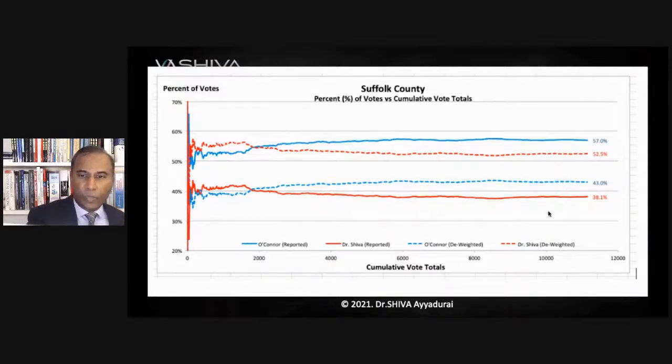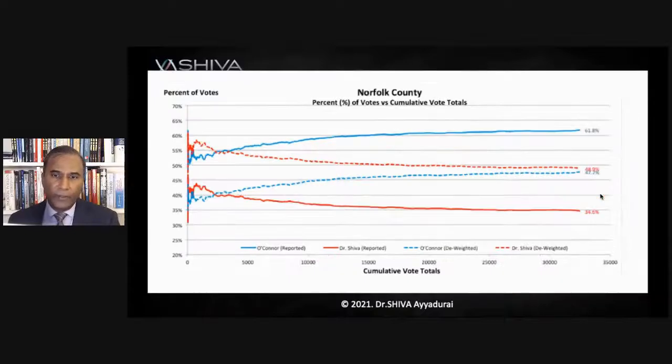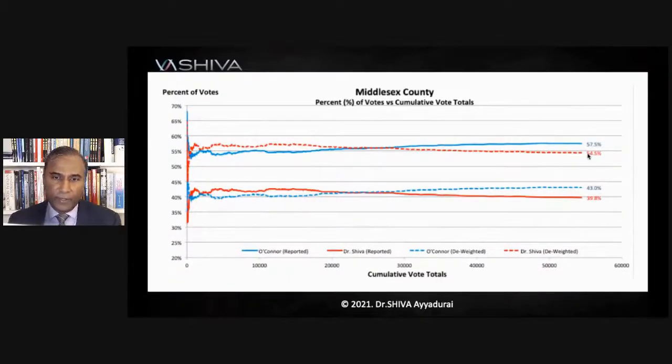So the red here was me, with the weights, and the blue, this is what they reported to the media. He got 57%, I got 38. But when you actually reapply, or you de-weight it, I actually got 52% and he got 43%, which, by the way, is the same percentage I got in Franklin County, okay? And then we did it in Norfolk County, okay? You see, very similar. So I win 54 to his 43.